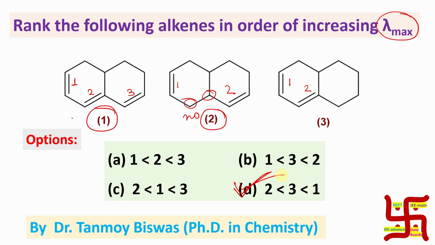Now if you get this question, how could you solve it in less than 30 seconds? First you need to remember, students, higher the conjugation, lower the energy gap, and obviously higher the wavelength. So if you look, it is the maximum wavelength or minimum energy, which option? Only one. So in this way you can get the right answer, you don't need to think much, it's very easy options.